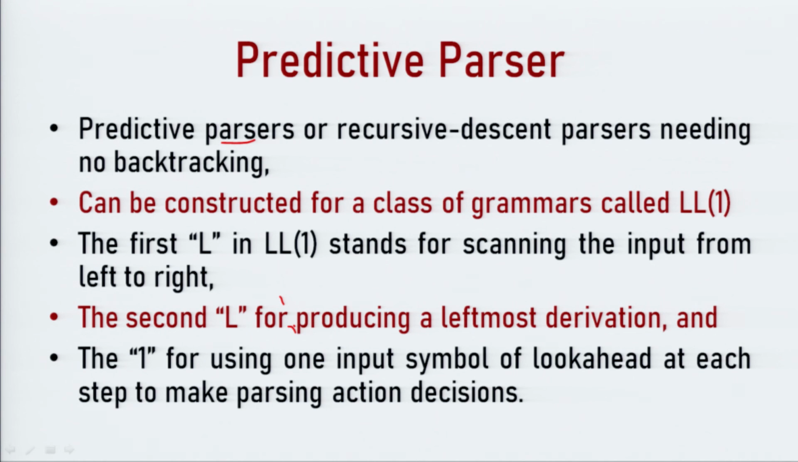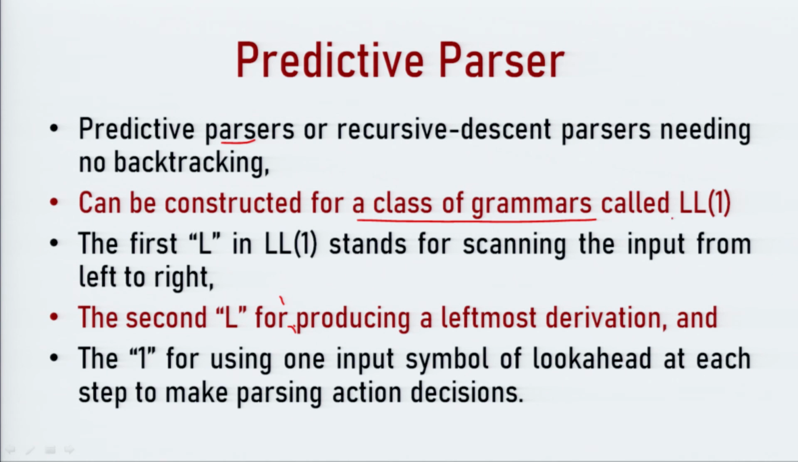Here we will have one table, and entries in the table will help us to select a particular production. For creating the predictive parsing table, we use the first and follow functions. So, the predictive parser can be constructed for the class of grammar called LL1 grammar. Now, what is LL1 grammar?